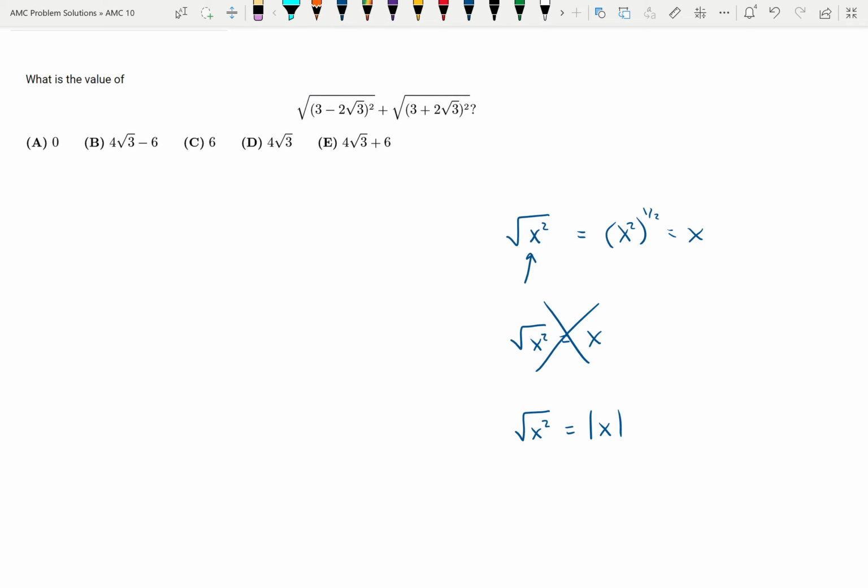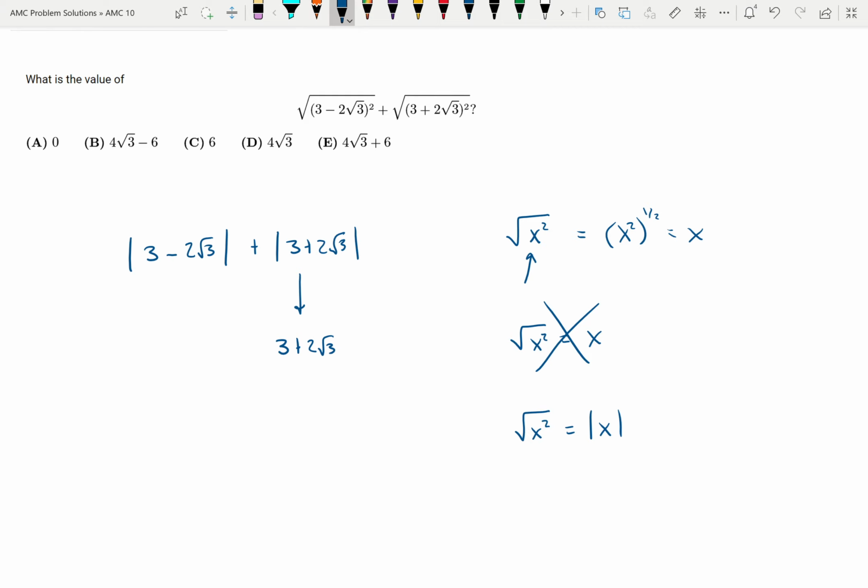Okay, so the square root of (3 minus 2 root 3) squared is going to evaluate to the absolute value of 3 minus 2 root 3. And then the other one is going to evaluate to the absolute value of 3 plus 2 root 3. Since both those numbers are positive, that's just the same thing as 3 plus 2 root 3. The absolute value of a positive number is still going to be positive.